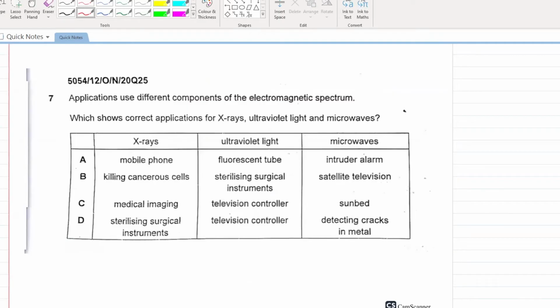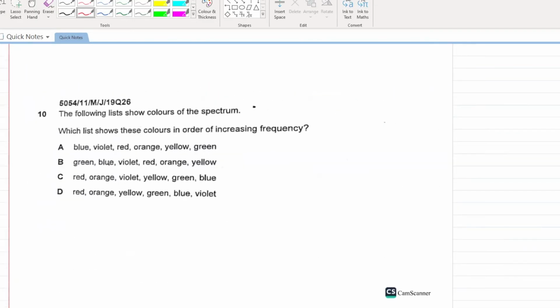Applications use different components of the electromagnetic spectrum. Which shows correct applications for X rays, ultraviolet rays, and microwaves? For microwaves, everybody generally knows that satellite communication is the use. For ultraviolet, it is sterilizing surgical instruments. And for X rays, it is killing cancerous cells. Okay, let's further move ahead.